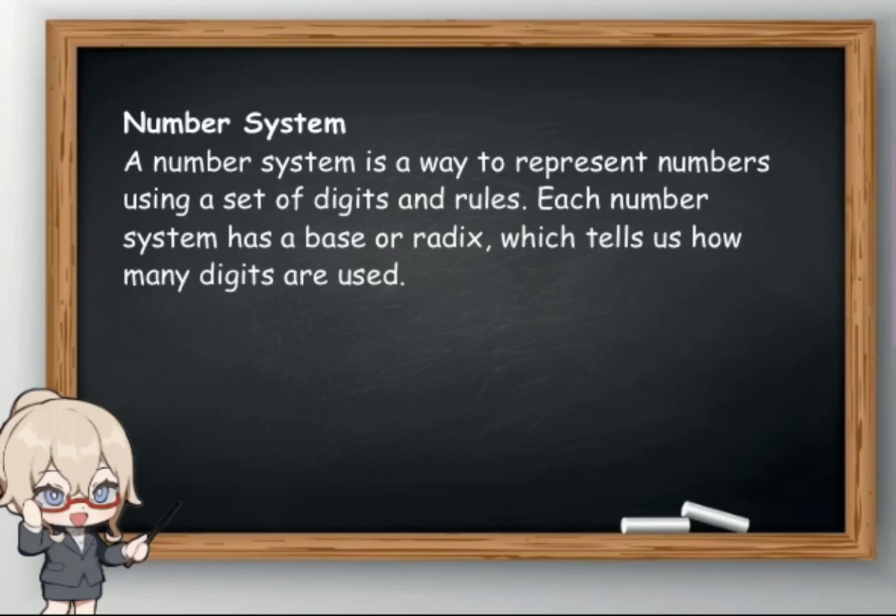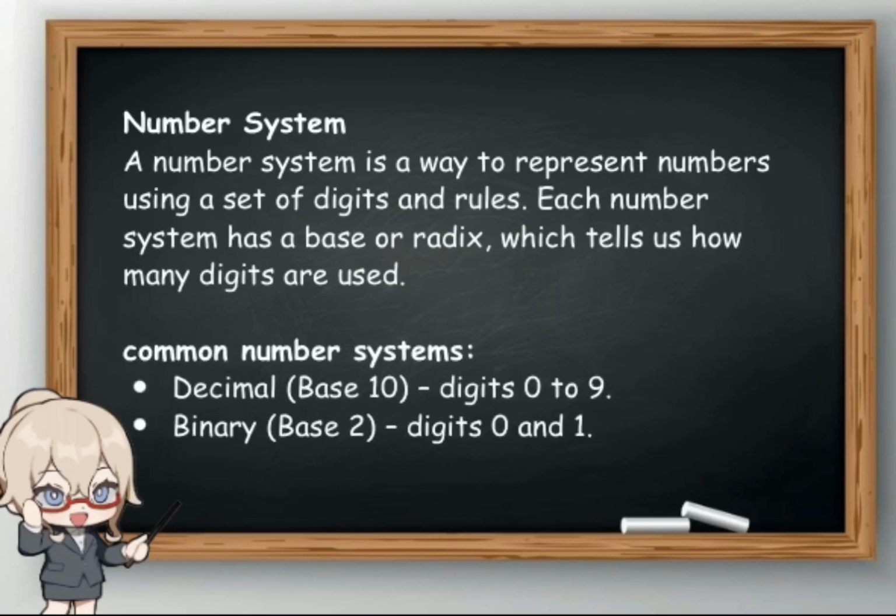Each number system has a base or radix which tells us how many digits are used. For example, the decimal system or base 10 is the one we use every day. It has digits from 0 to 9, and the binary system or base 2 uses only two digits, 0 and 1. This is very important in computers because all data is stored and processed as 1 and 0.